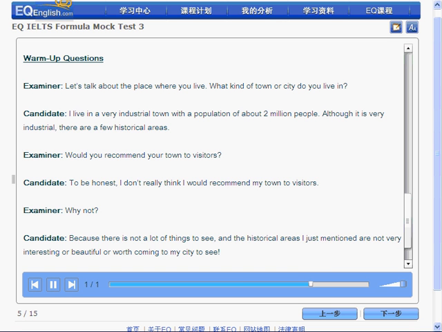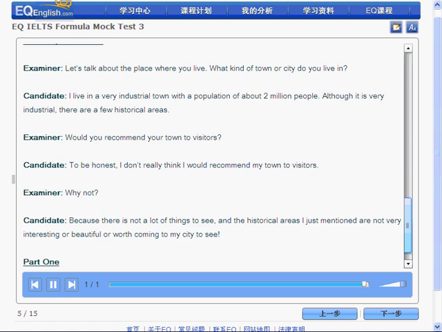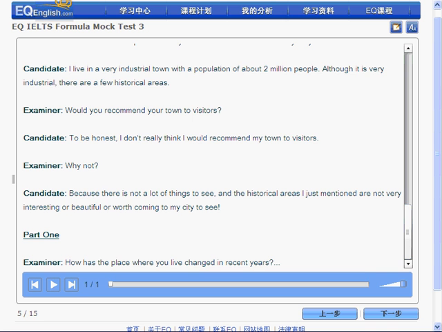Would you recommend your town to visitors? To be honest, I don't really think I would recommend my town to visitors. Why not? Because there is not a lot of things to see, and the historical areas I just mentioned are not very interesting or beautiful or worth coming to my city to see. How has the place where you live changed in recent years?